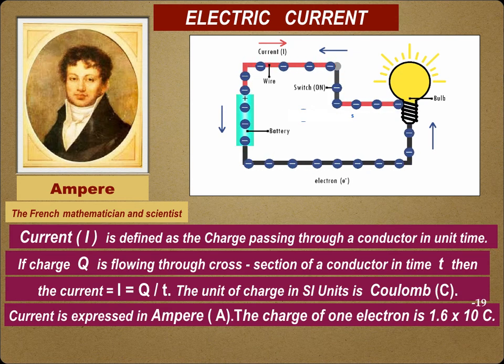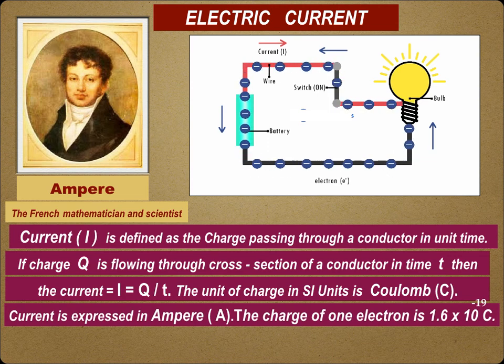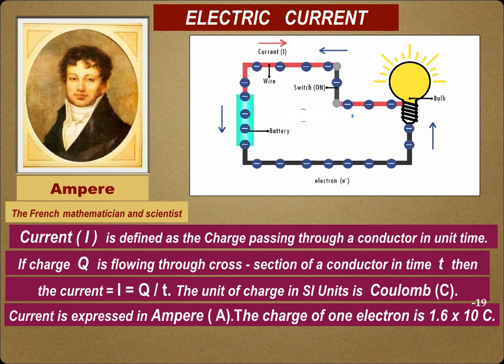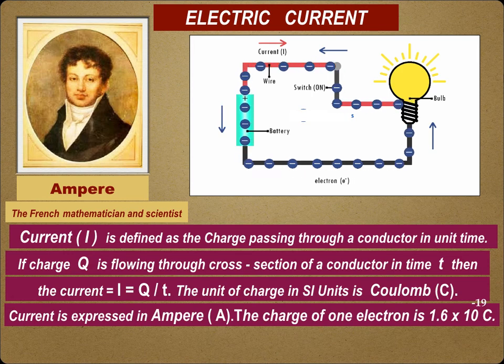Now, in this part, we shall see what is electric current. It is nothing but the flow of electrons through a conductor, as you can see in the picture. Quantitatively, electric current is denoted by capital I. It can be defined as the charge passing through a conductor in unit time. If charge Q is flowing through a cross section of a conductor in time t, then the current I will be equal to Q upon t.